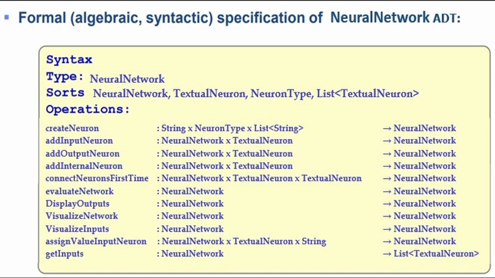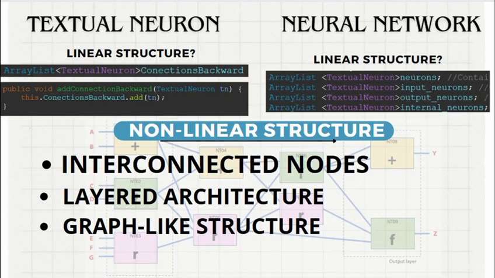In this case, the operations are related to the creation or modification of a neural network and the visualization of it as a whole, or some other values like input and output values, for example. We can appreciate that this structure uses linear structures. For example, connection forward and connection backward in textual neurons are array lists, indicating linear storage of connections. In addition, the list of neurons in the neural network could be considered linear.